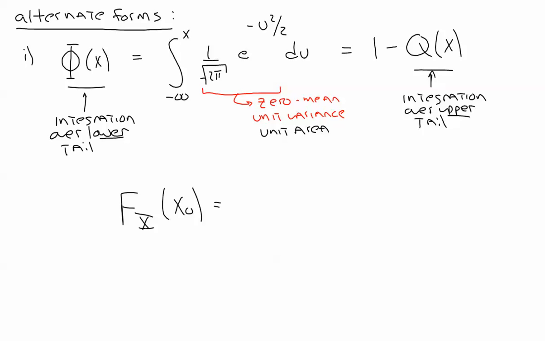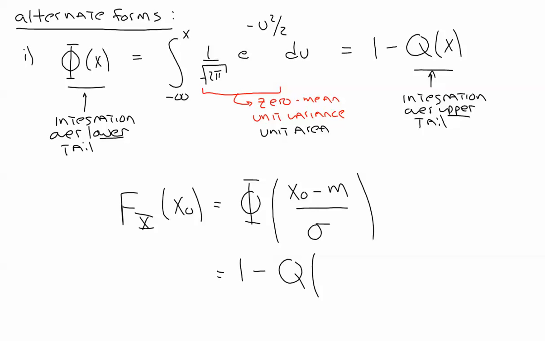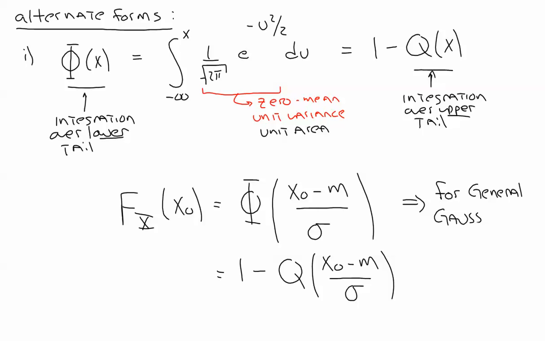For that reason, it should be relatively clear that the cumulative distribution function for a general Gaussian probability density function is just this. Remember, from the Q function, it's 1 minus Q of (x naught minus m) over sigma. And this is for a general Gaussian. So if we're trying to find the cumulative distribution function for a general Gaussian evaluated at some point x naught, I can use either the phi function or the Q function.